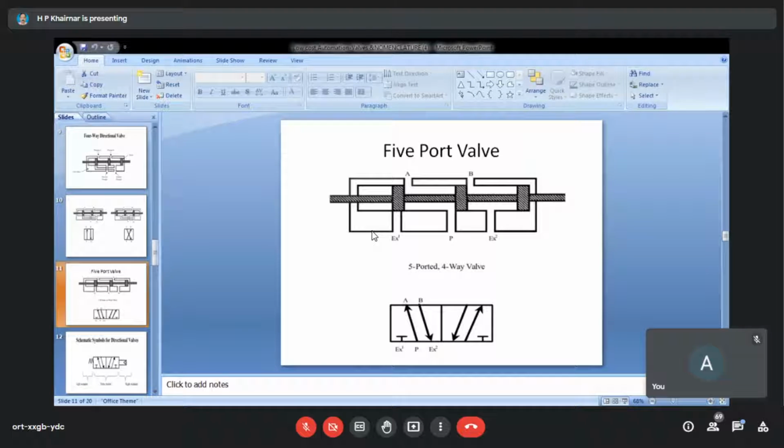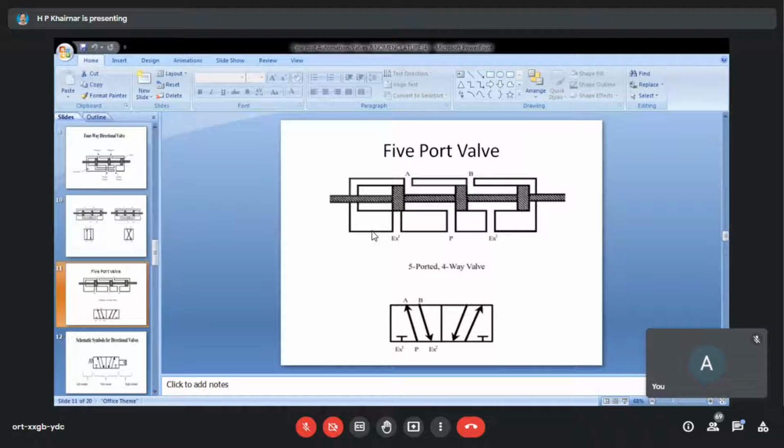So in that case, how to predict in terms of the symbol that is indicated over here? Obviously, in the current diagram, exhaust 1 is in shut-off condition. P is connected to A, then B is connected to exhaust 2.